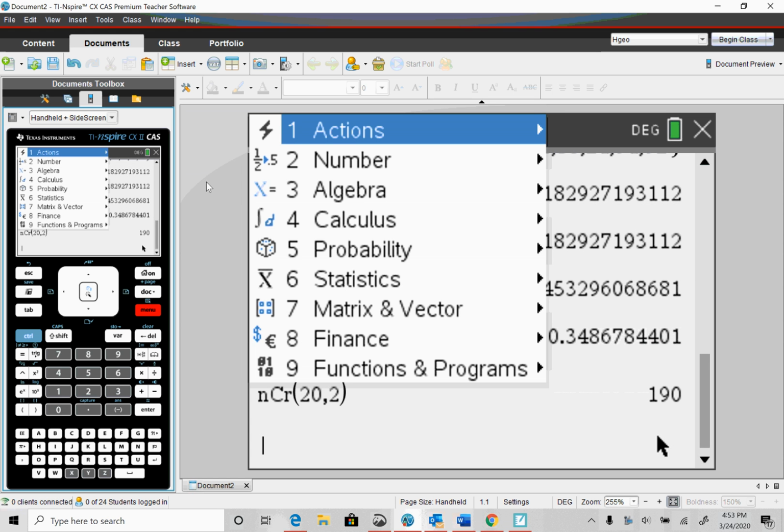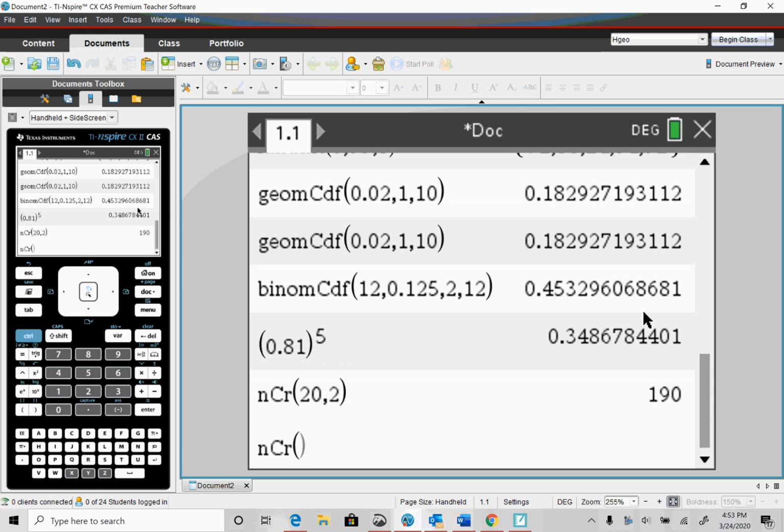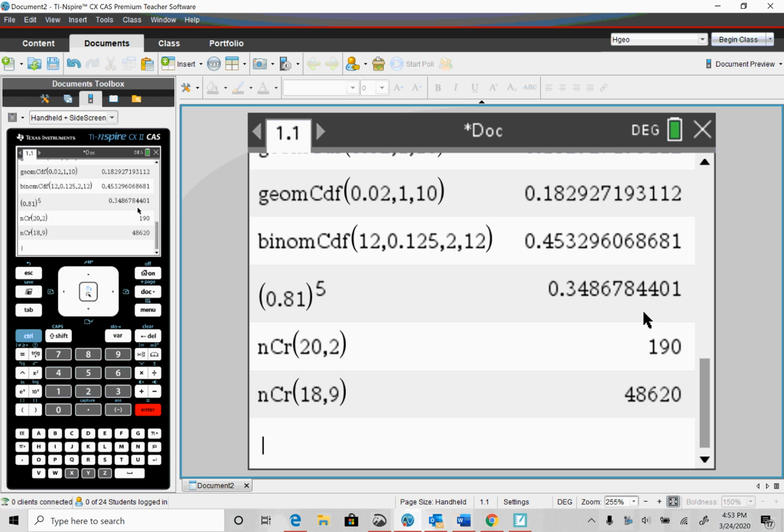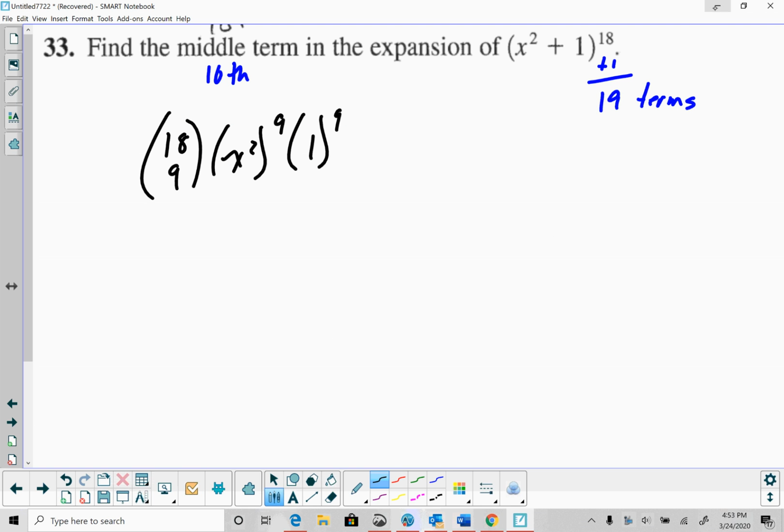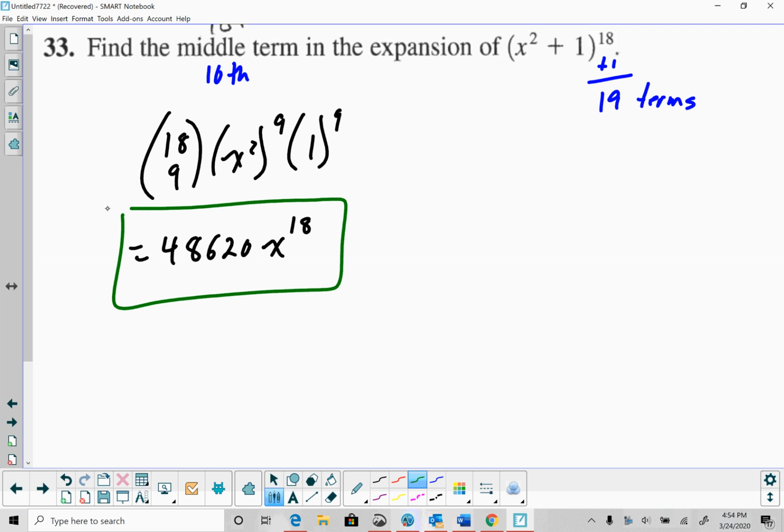All right, so then the right combination out of 18 choose 9 is a whopping 48,620. X squared to the ninth will give us x to the 18th power, and then 1 to the ninth. Do I even have to write that down? So it was interesting that the first term there is x squared, but it was really simple that the second term there was just a simple 1.